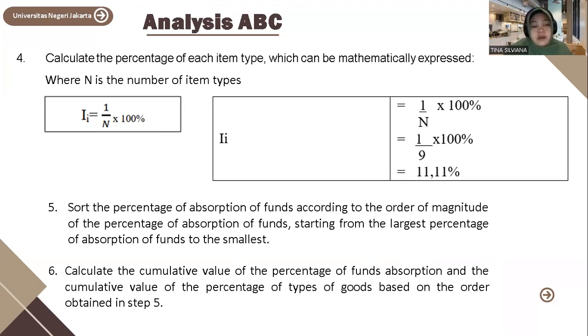The fifth way is to sort the percentage of absorption of funds according to the order of magnitude, starting from the largest percentage of absorption of funds to the smallest. Next, the sixth way is to calculate the cumulative value of the percentage of fund absorption and the cumulative value of the percentage of types of goods based on the order in step 5.